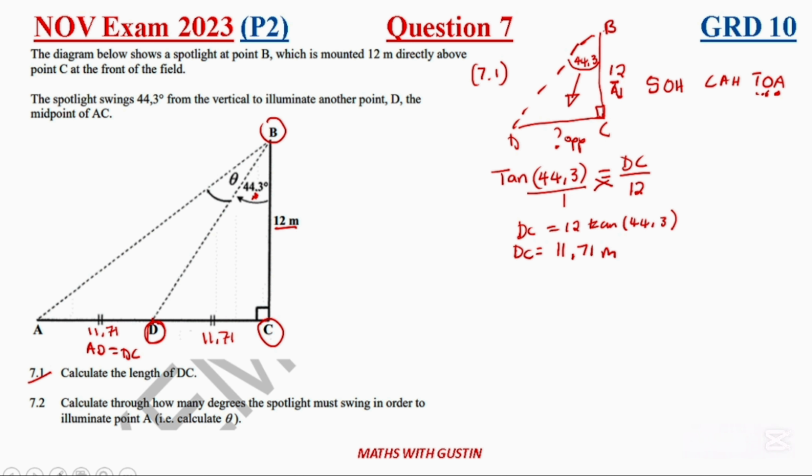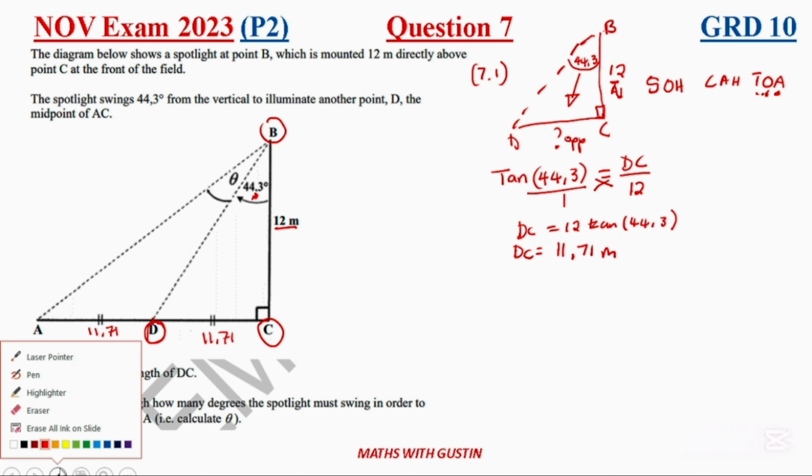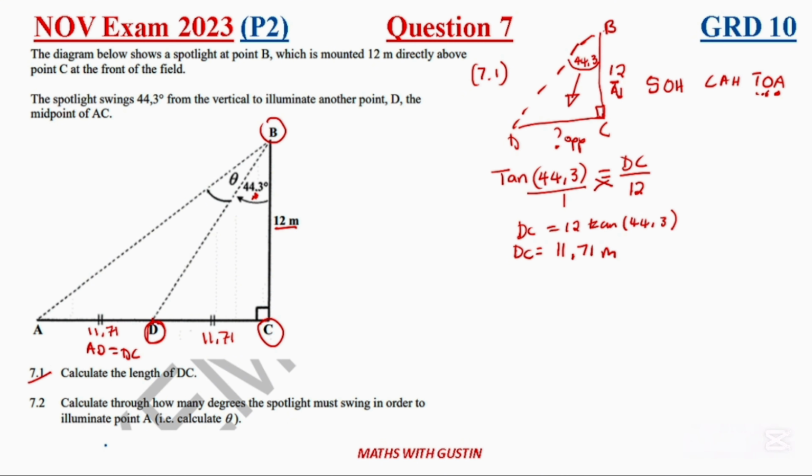So now let's come here, and then we need to find 7.2. 7.2 says calculate through how many degrees the light must swing in order to illuminate point A. All right, so they said we must calculate theta. So now they are asking us how far must the light swing.